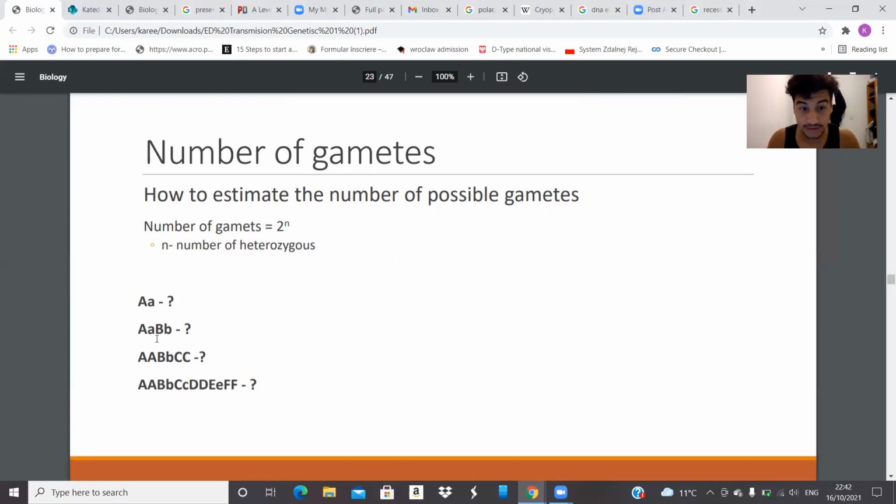Okay, so for this third example, you have big A, big A. That's not heterozygous, that's homozygous. And then you have big B, small b, which is heterozygous. So 2 to the power of n, that would be 2 to the power of 1, which is 2.